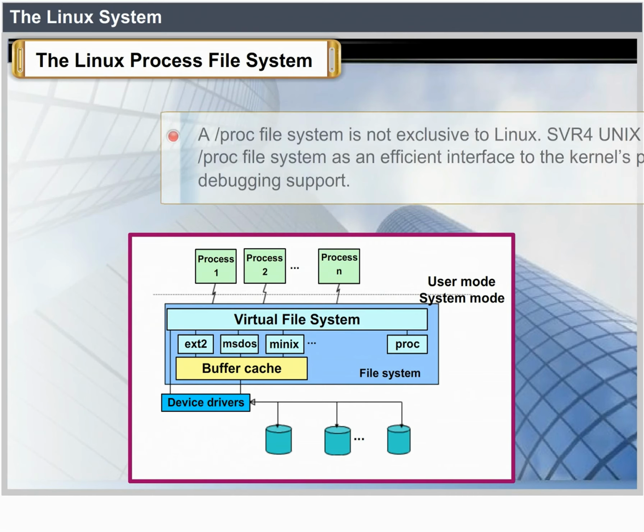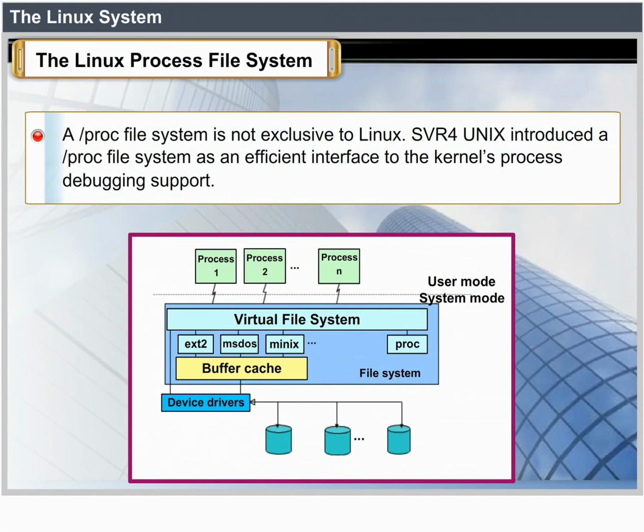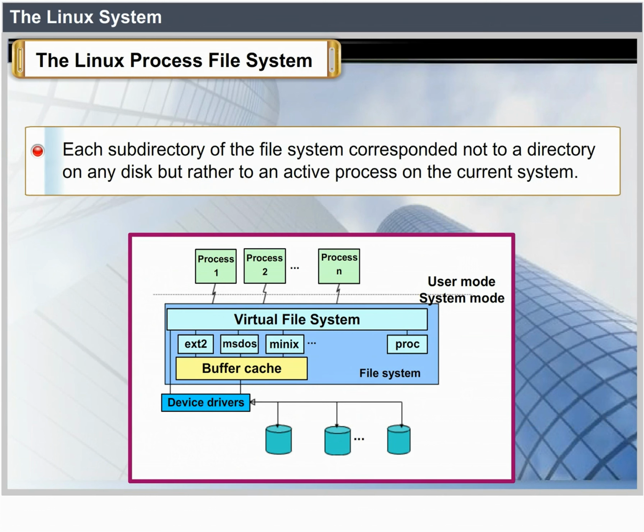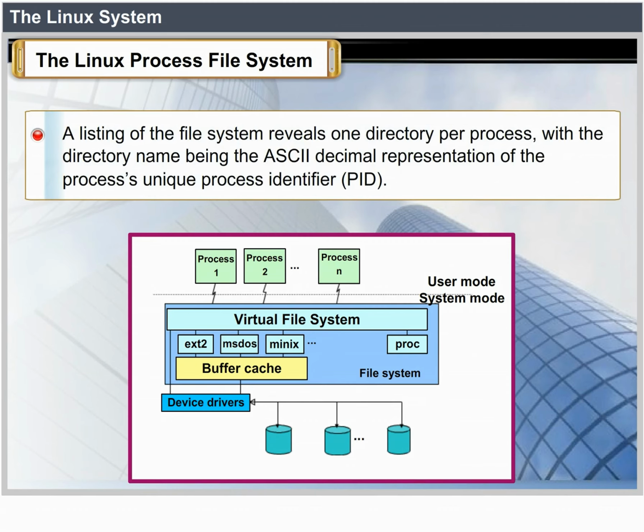A /proc file system is not unique to Linux. SVR4 Unix introduced a /proc file system as an efficient interface to the kernel's process debugging support. Each subdirectory of the file system corresponded not to a directory on any disk, but rather to an active process on the current system. A listing of the file system reveals one directory per process, with the directory name being the ASCII decimal representation of the process's unique process identifier, PID.